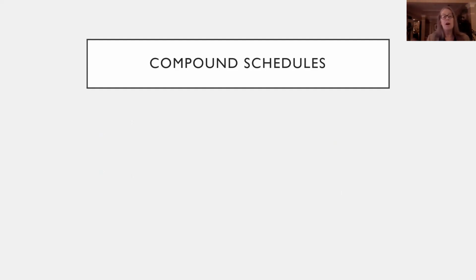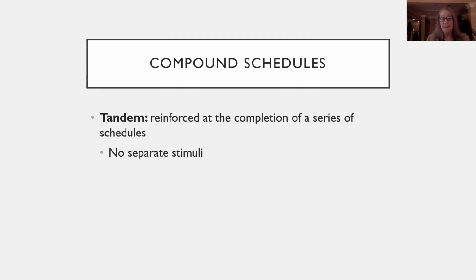With the next one, what we call tandem, you are going to have to complete 2 of the simple ones, and it could even be more. So you might have to do the FR5 followed by the VI3, but no signal to let you know it's changed. So you have to complete both of these in sequence, but if they change in the middle and you're not given any warning why, you just have to figure it out.